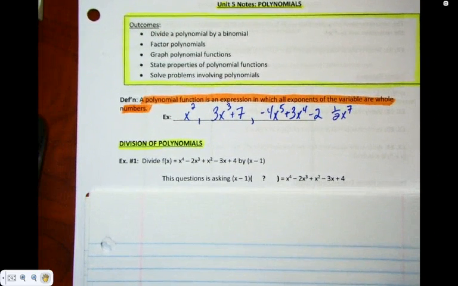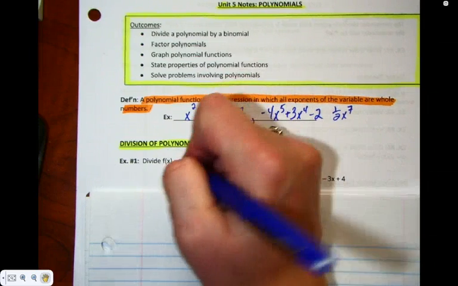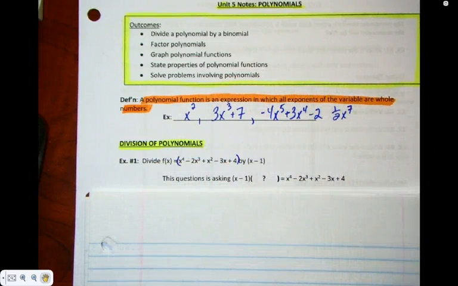So example 1, divide f of x equals x to the 4 minus 2x cubed plus x squared minus 3x plus 4 by x minus 1. And just for some left brains, sometimes if you bracket the question, it's a little bit easier for your brain to see what you're dividing into.